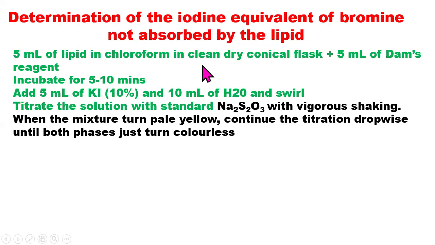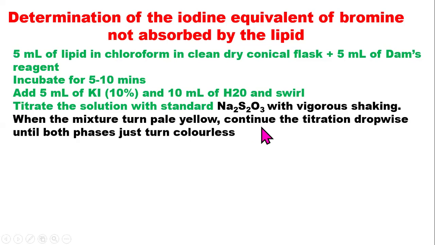conical flask. We are using 2 conical flasks because we are carrying out the titration in duplicate. So we put that in our 2 conical flasks, and we add exactly 5 mls of the DAMS reagent into each of the conical flasks using the burette. Then we transfer the flasks to our locker for an incubation period of 5 to 10 minutes. Then we titrate with standard sodium thiosulfate with vigorous shaking, making sure that the mixture turns pale yellow.